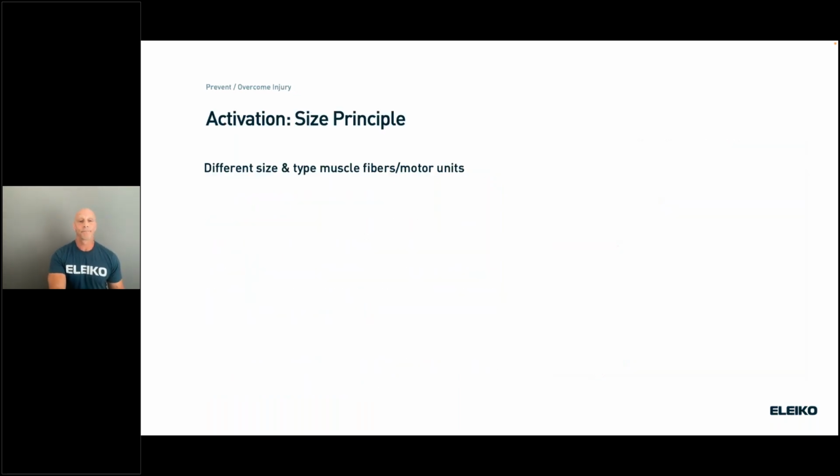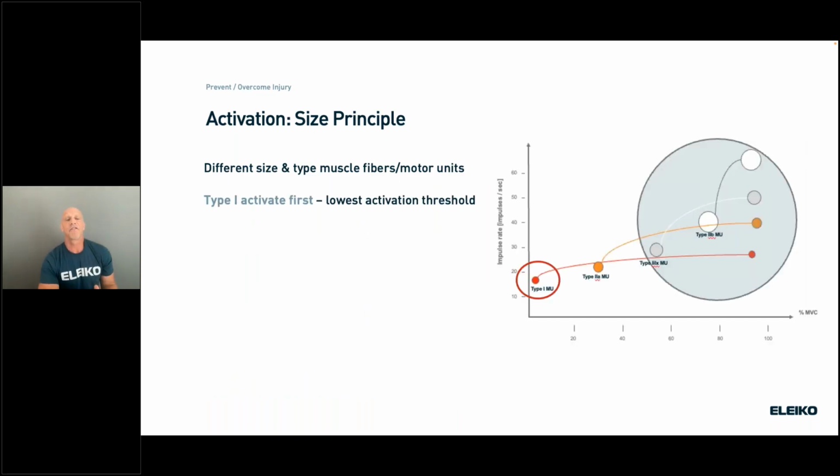Vitally important. And then last, we have something called the size principle, and this is another key factor. So we have different sizes of muscle fibers and motor units. Muscle fibers make up motor units. Motor units are just the muscle fibers and the nerve that activates it. So just think you have a nerve and it activates so many fibers, that's a motor unit.